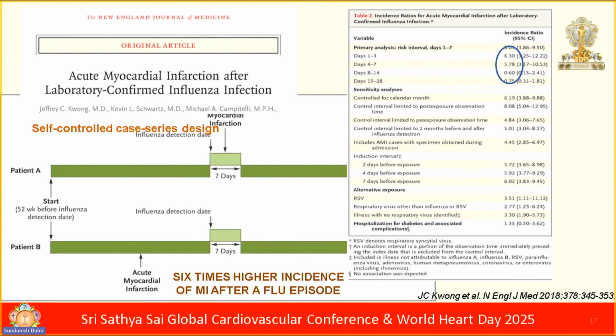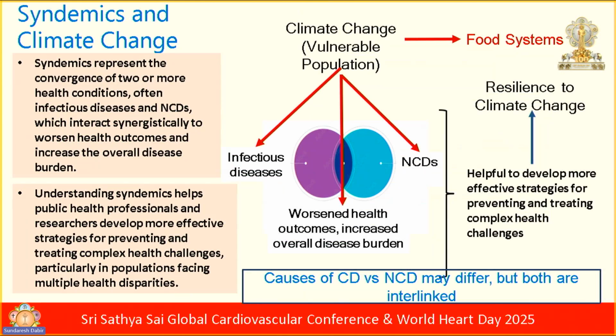Like for example, there's been this study published in the New England Journal of Medicine, which says that if somebody has had a viral infection, the chance of having an MI within the next few days is almost sixfold. So these are all interlinked, and we have been thinking about disease in silos. We need to think of them as a group, and that's where the concept of syndemics comes in.